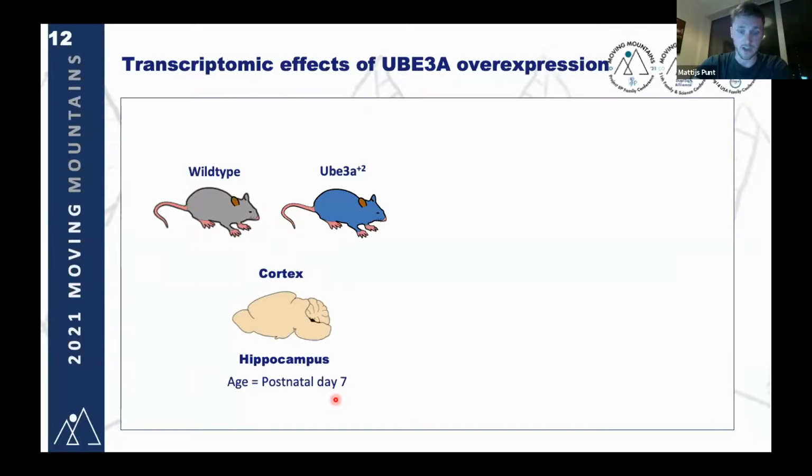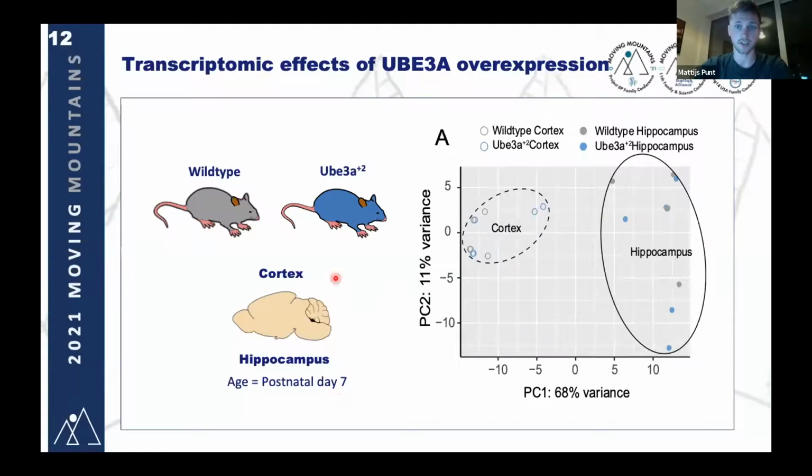And firstly, we analyzed the data by means of a principal component analysis. And what you do with this analysis, you try to see whether there is clustering of the different groups that you set out, to see if there's a difference between the groups. And what you can see in this graph is actually that there is clustering of the hippocampus and the cortex. So the origin of the tissue we can find back in this analysis. However, we fail to find any separation when we look at the wild types or the UBE3A+2 mice, meaning that they're actually very much alike.